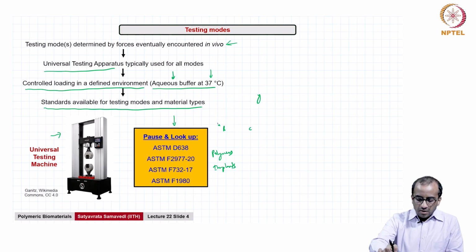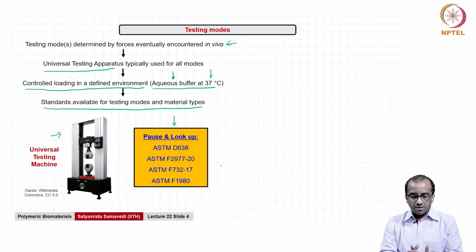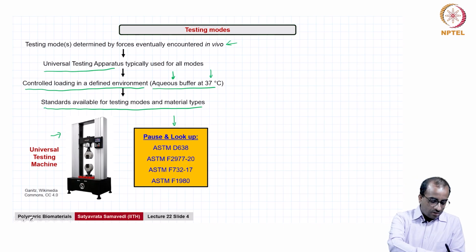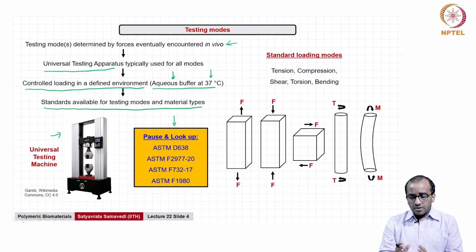Now, we have looked at how the testing can be done using a universal testing apparatus, and we have alluded to the idea of modes. So, now we will quickly look at the predominant modes of testing that are used for many of these materials. The first two are tension and compression, where axial load is applied, and if you pull this way, that is tension. If you push on both sides, it is compression, as the forces are shown here.